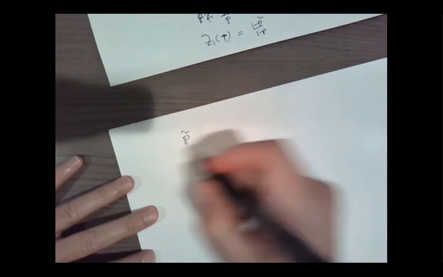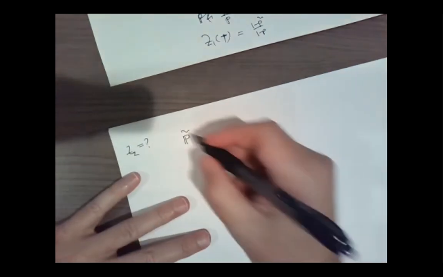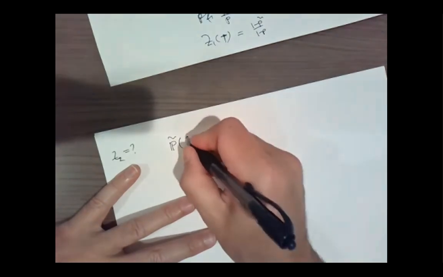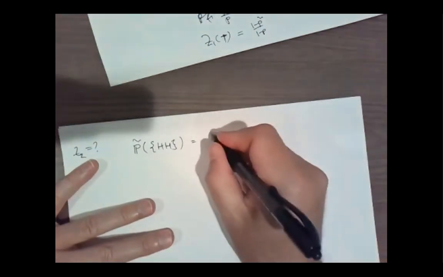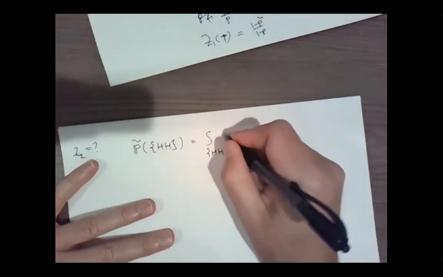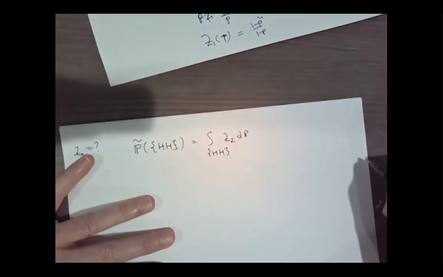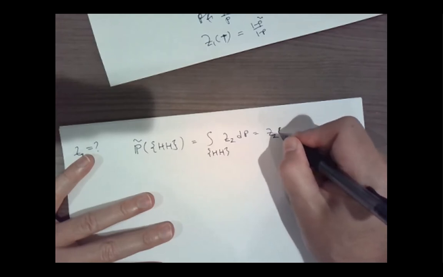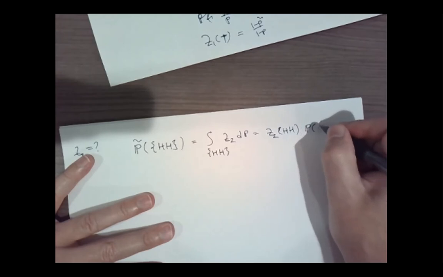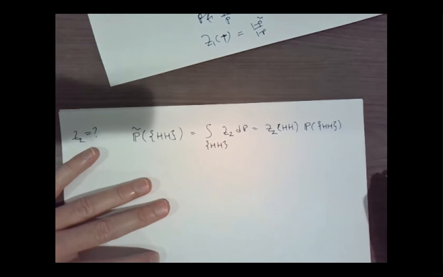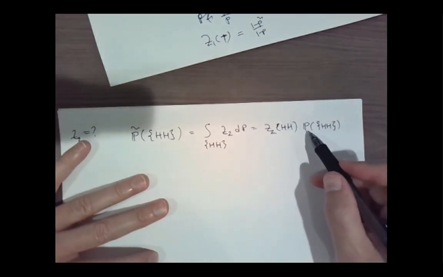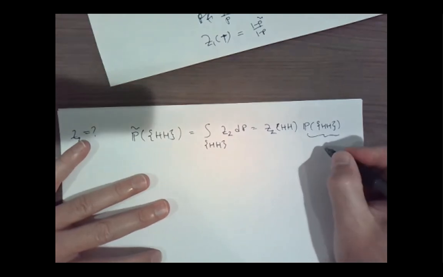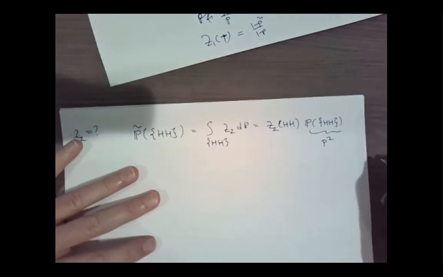So what about C2? Now I need to look at both the first and the second toss. If I integrate over HH, I get 2 heads. This will be the same as an integral over HH of my C2 dP, which is C2 of HH times the probability of HH. So what is the probability of getting 2 heads under P? P squared? Yeah, because they're IID.